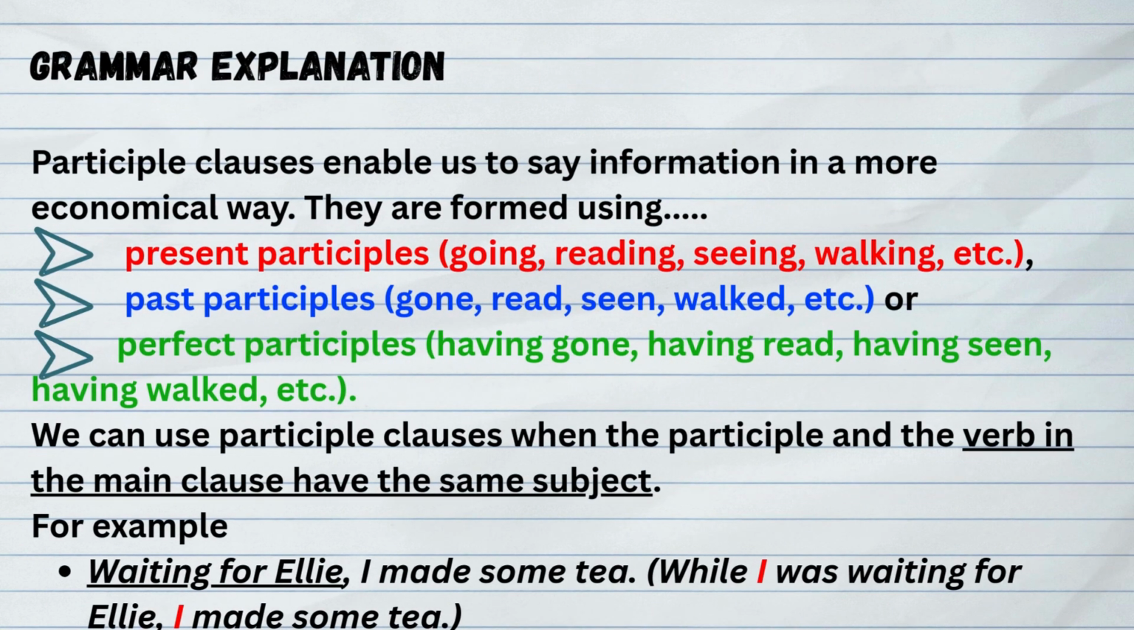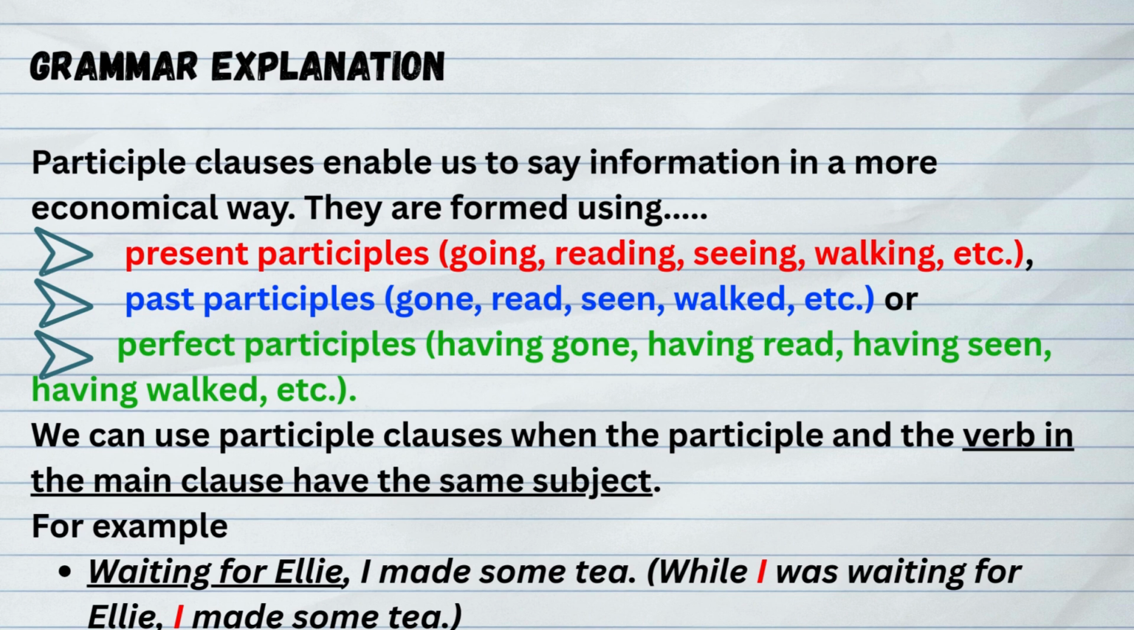Grammar explanation. Participle clauses enable us to say information in a more economical way. They are formed using present participles: going, reading, seeing, walking, etc. Past participles: gone, read, seen, walked, etc. Or perfect participles: having gone, having read, having seen, having walked, etc.